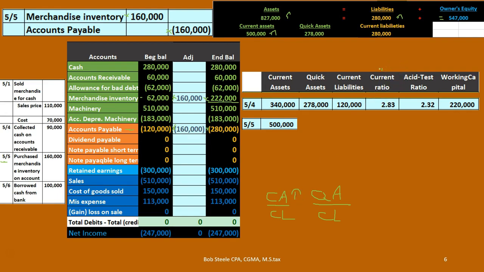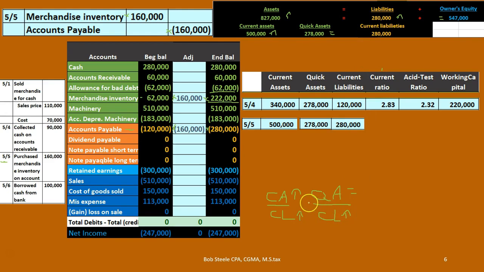How about the quick assets? Well, quick assets do not include inventory. So inventory is not included in the quick assets. Therefore, quick assets stay the same. How about the liabilities? We know that total liabilities go up. Also current liabilities, because it is accounts payable. So liabilities are increasing, and that's in both of our ratios that we're talking about.